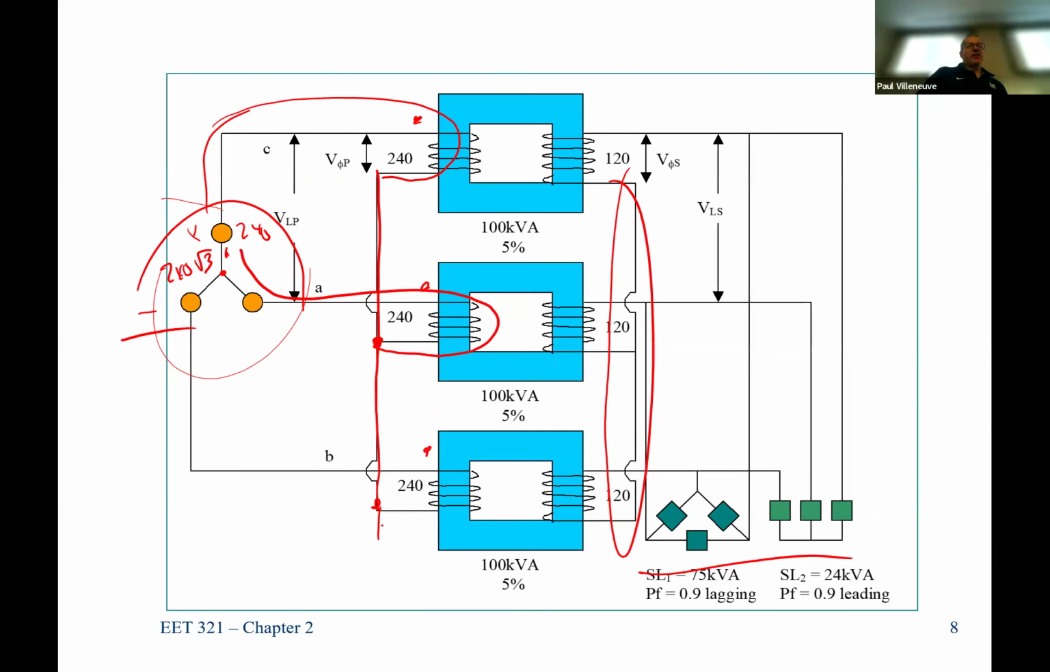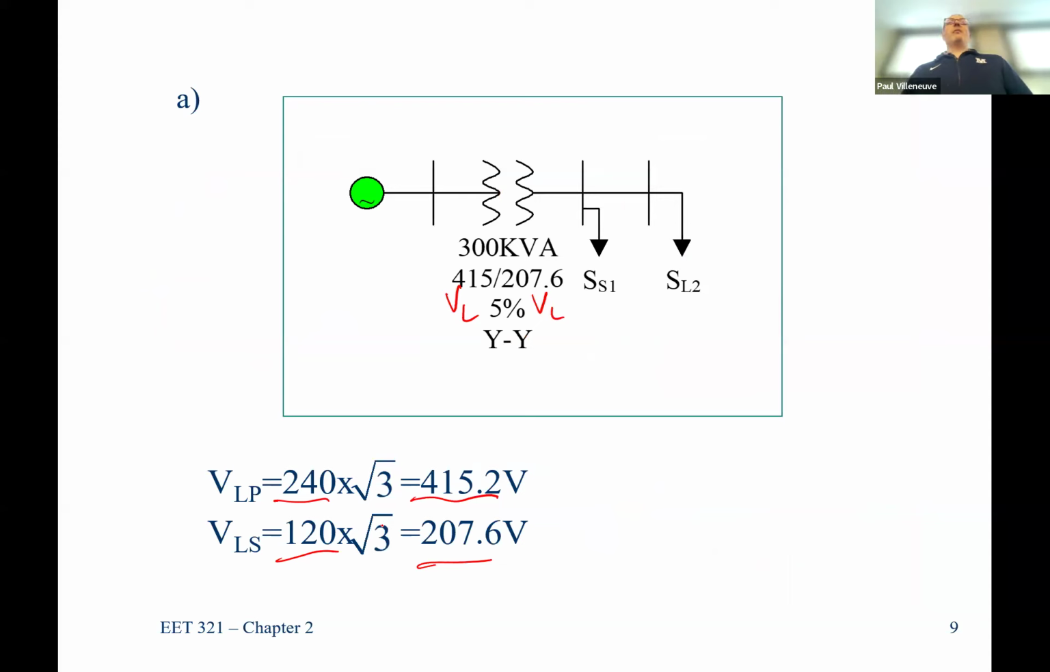So this is the physical representation of a 3-phase system. This is literally how you'd wire in the field. That's a lot of work. Why wouldn't I just do it this way? The single phase equivalent. I've got my source, my transformer, and 2 loads. And I can analyze the system just by looking at the single phase equivalent. Much, much easier.